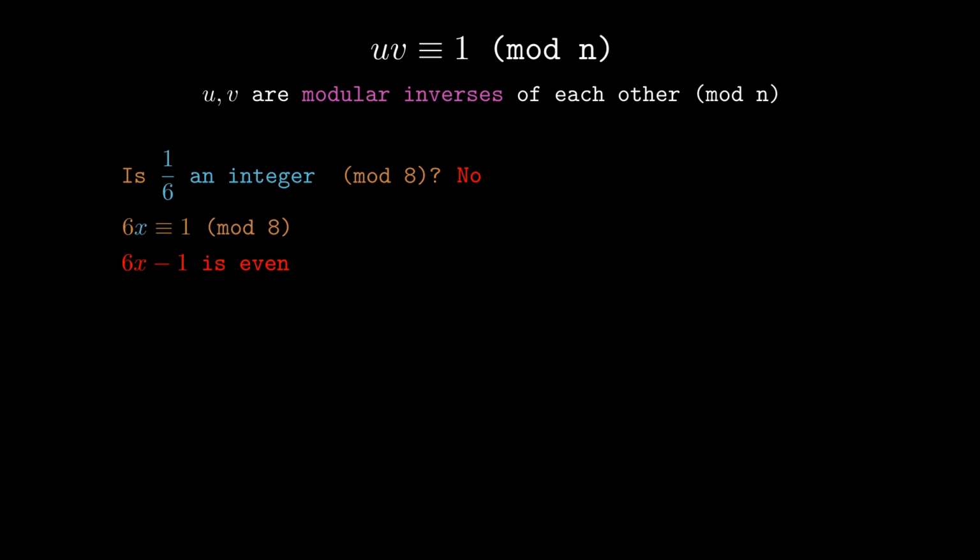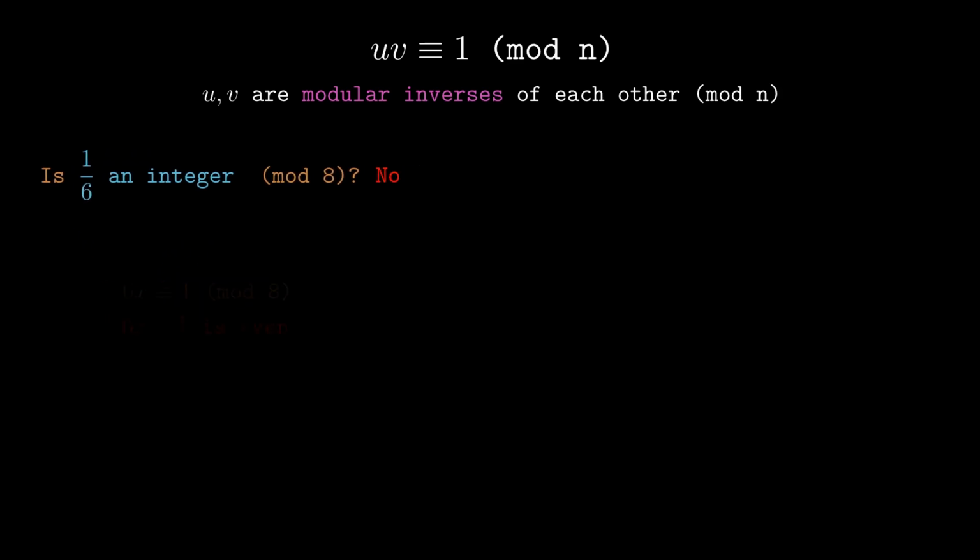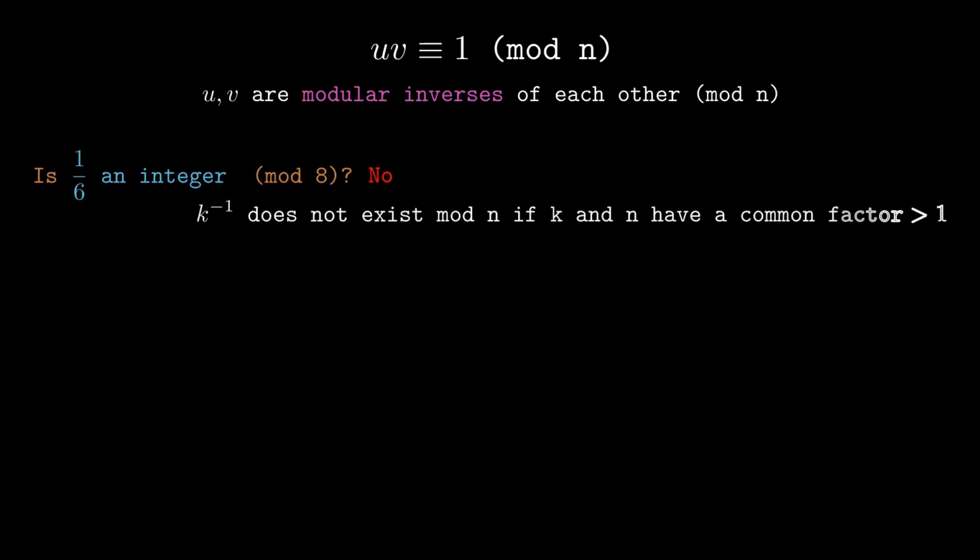We can actually extend this idea to show that k to the minus 1 does not exist mod n if k and n have a common factor greater than 1. By the way, I'm saying k to the minus 1 instead of 1 over k here, just because of convention. Can you do it? Here's a hint, we can use the same technique as before.